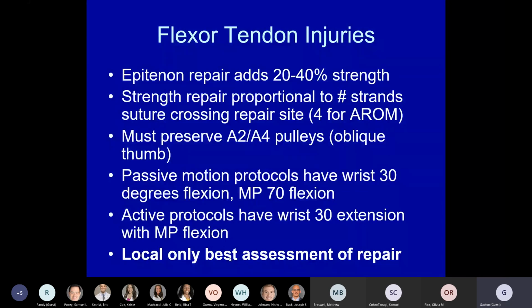Passive motion protocols. You repair flexor tendons, and we're going to splint them and then begin a passive motion protocol. What position do you put them in? 30 degrees of wrist flexion, 70 degrees of MP flexion, as opposed to active motion protocols where the wrist is in 30 degrees of extension. It makes sense, and I'll show you how you can remember that.